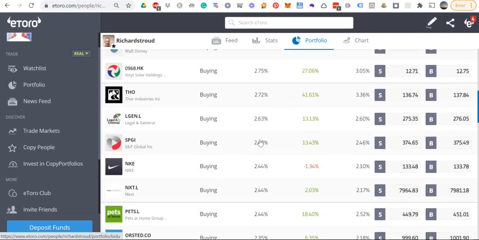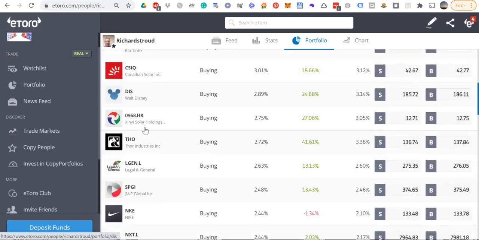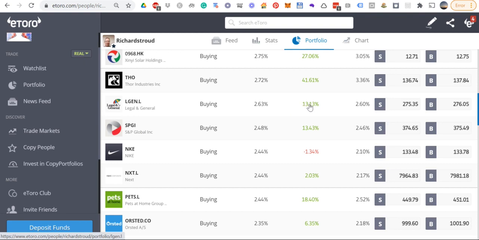So there's a few more picks there, but if we just go through a few of these, he's got financials, which a lot of people have shunned, but actually they're doing quite well now, and are set to do fairly well. He's got Citigroup, he's got Legal & General, that's done well, 13%. And he's identified sectors that have done well out of the way things have changed with COVID. So about 20% on the pet sector, and he's done well there.